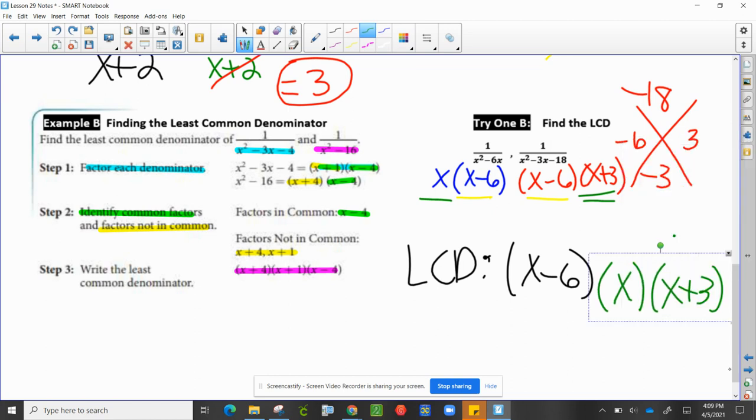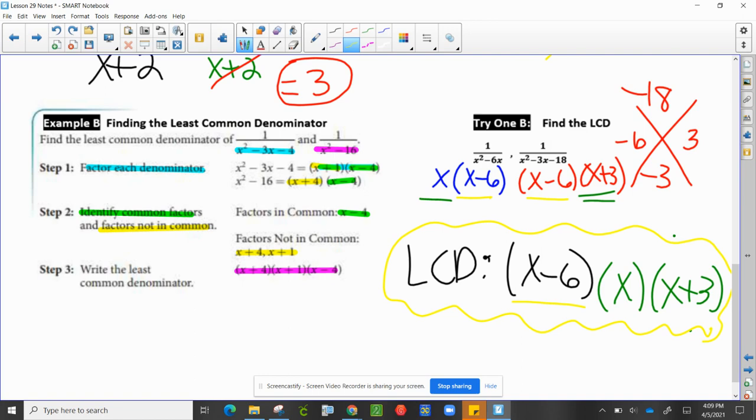Okay. Now you can write this LCD in any order. Just as long as you have all the factors there, you should be good. But to find the least common denominator, you factor each denominator. Look at what they have in common already and list that out first. And then list what they don't have in common. So we didn't have an x in common or an x plus 3 in common. So we include that. So that is our final answer.